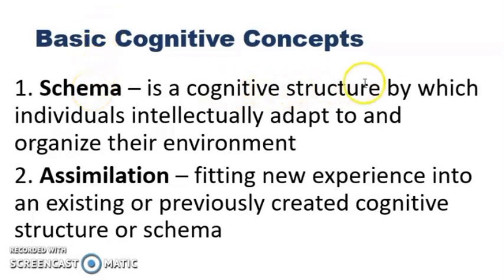It is a cognitive structure by which individuals intellectually adapt to and organize their environment. In short, a schema is your prior knowledge about something. It is the organization of the ideas and concepts that you have in mind about something. If I ask you, what is your schema about fruits? So what is your prior knowledge about fruits?